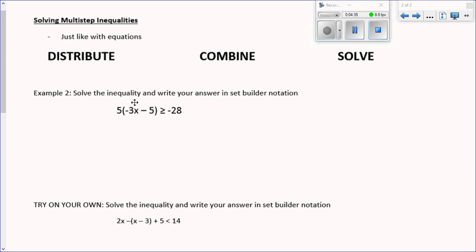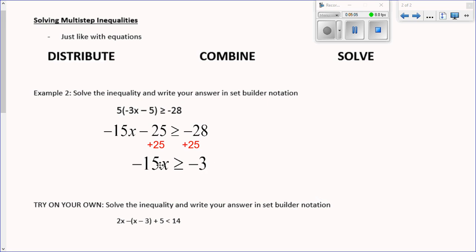So I'm going to go ahead and distribute this 5 to the negative 3x and the negative 5 here. I get negative 15x minus 25 is greater than or equal to negative 28. There are no like terms on this side, and there are no like terms on this side, so I leave it as is. Now I can go ahead and use Sad Meg and the inverse properties. So I'm going to get rid of this minus 25 first by adding 25 to both sides. It becomes negative 15x is greater than or equal to negative 3.